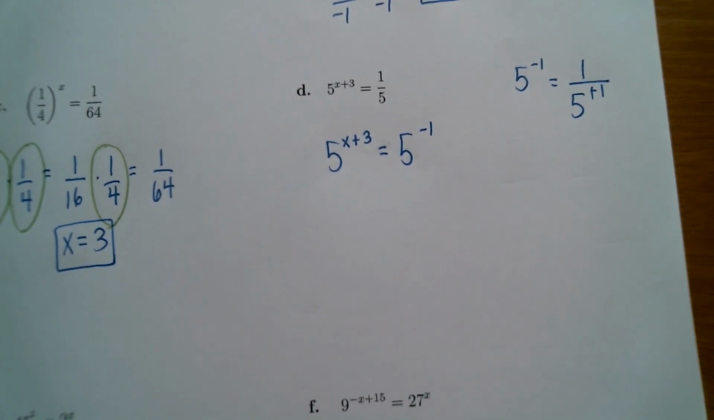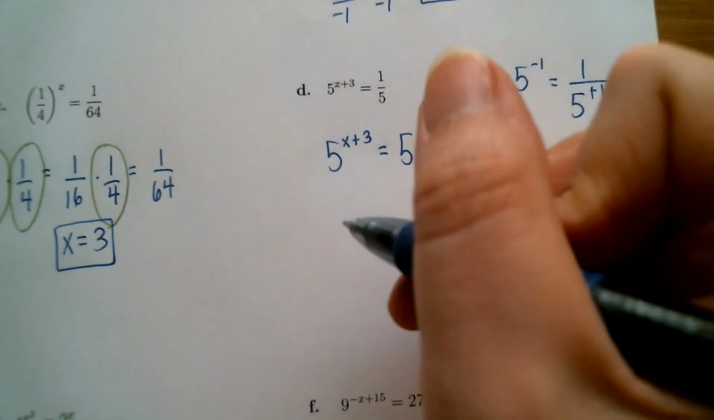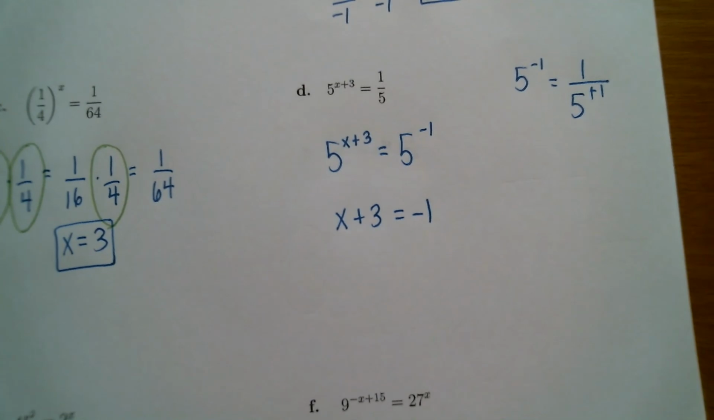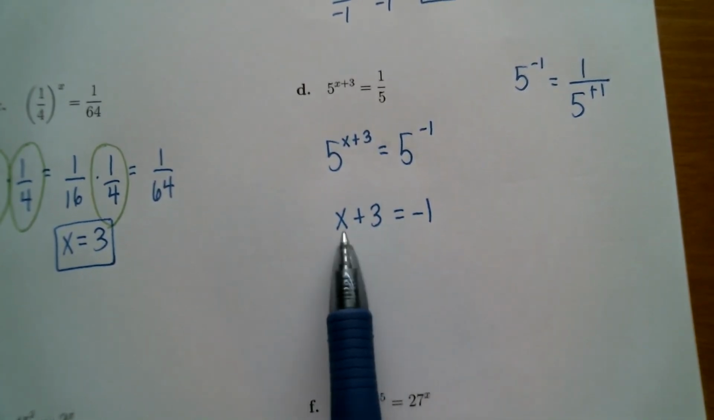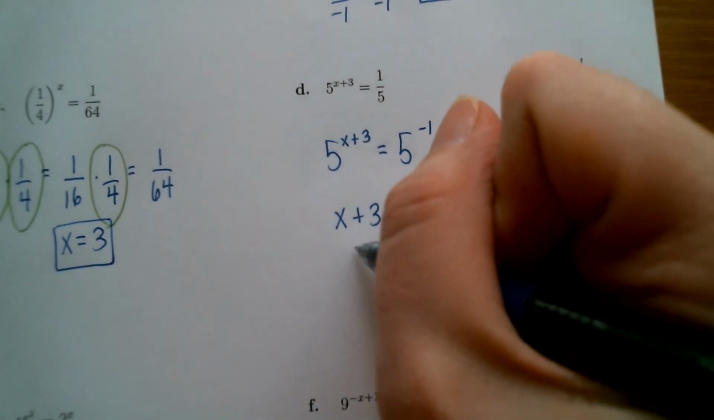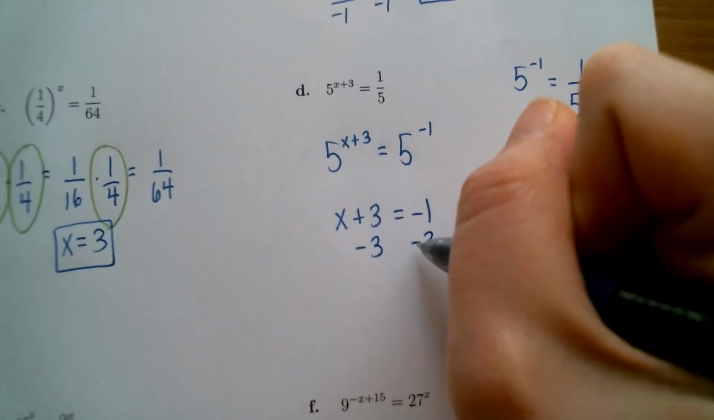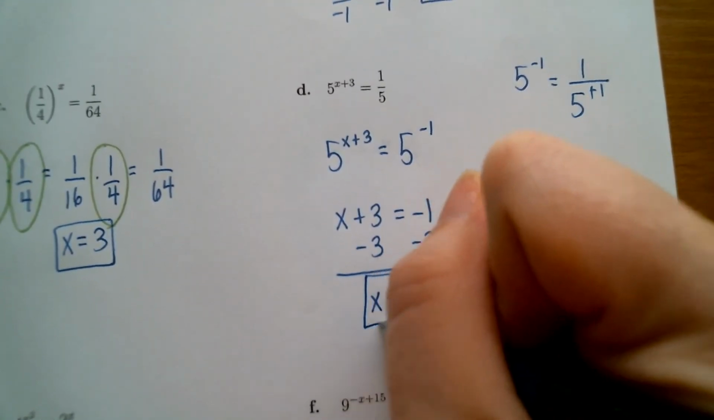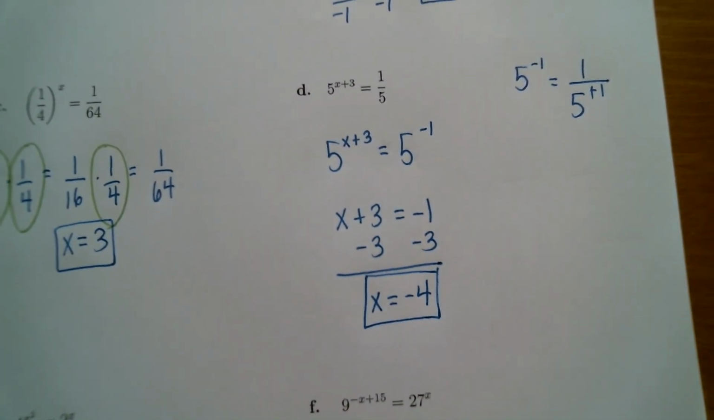They're both base 5. Now that the bases are the same, we can equate the exponents. So x plus 3 has to equal negative 1. See, the x is out of the exponent. This becomes an equation that we know how to solve. All I've got to do is isolate the x. So move the 3 over, and we're going to get x is negative 4. And that's it for that one.